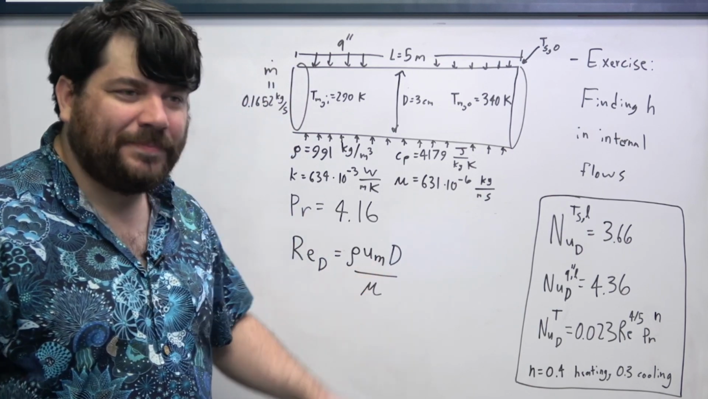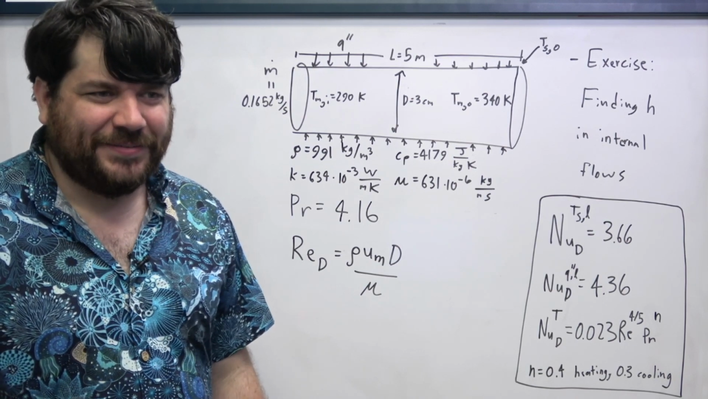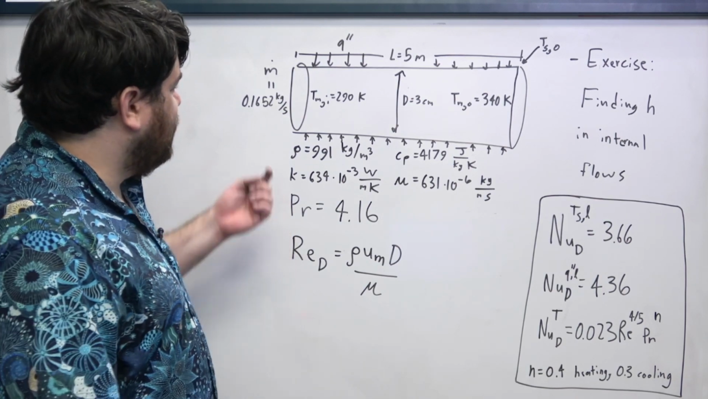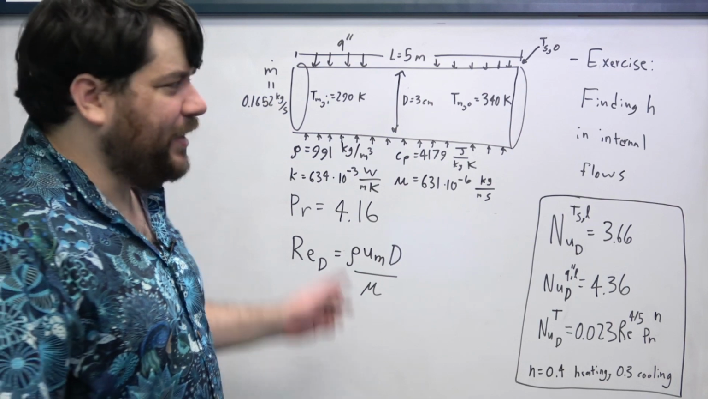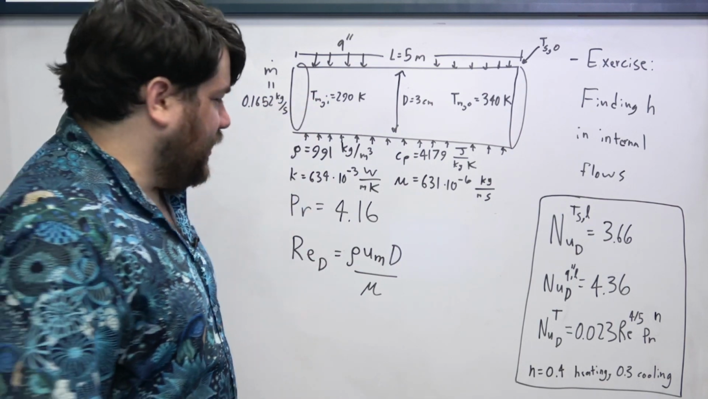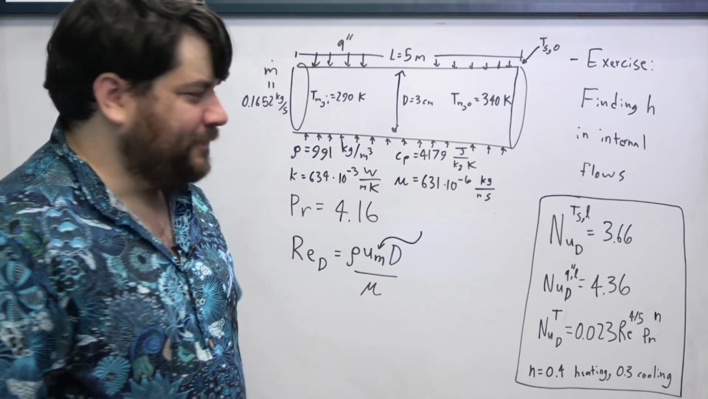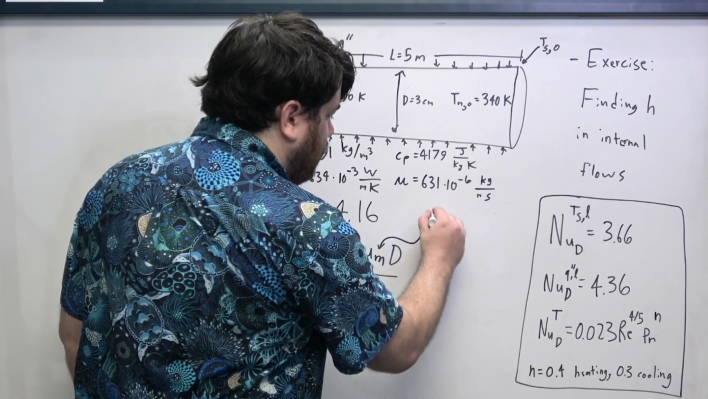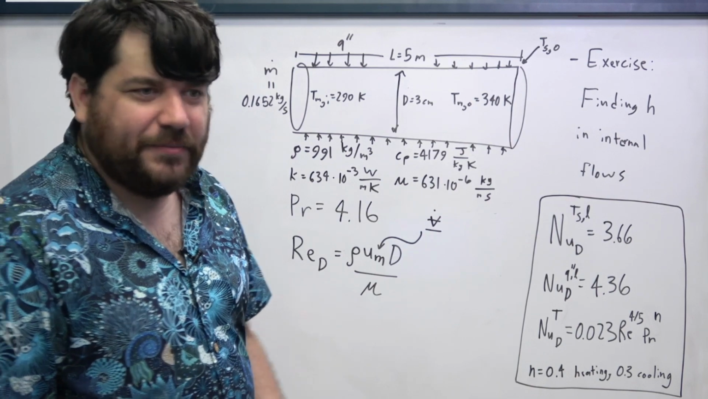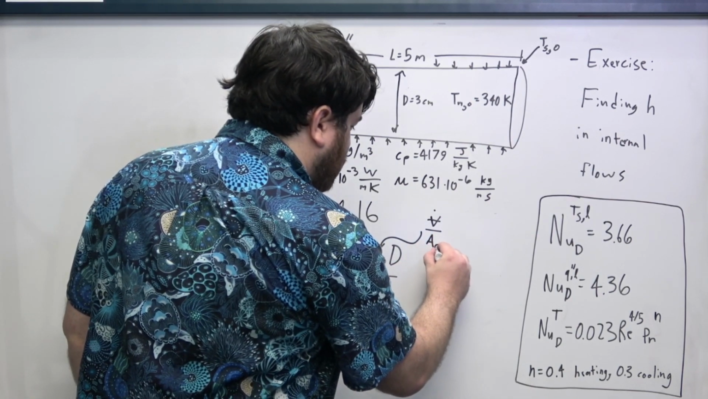What is this um? It was that characteristic speed that I told you had been related to the mass flow rate and the volumetric flow rate by the cross-sectional area. Okay, and so the um that we use in this equation is just the volumetric flow rate divided by the cross-sectional area.